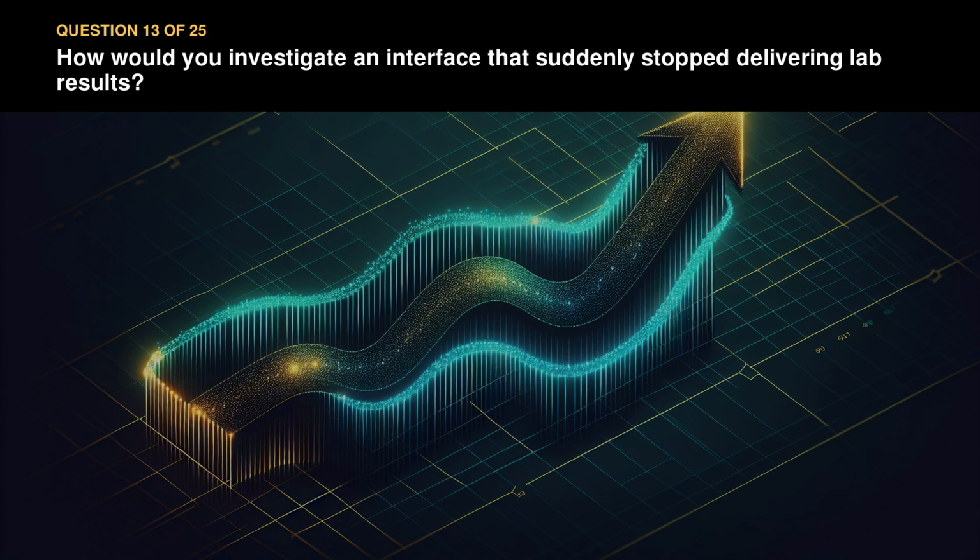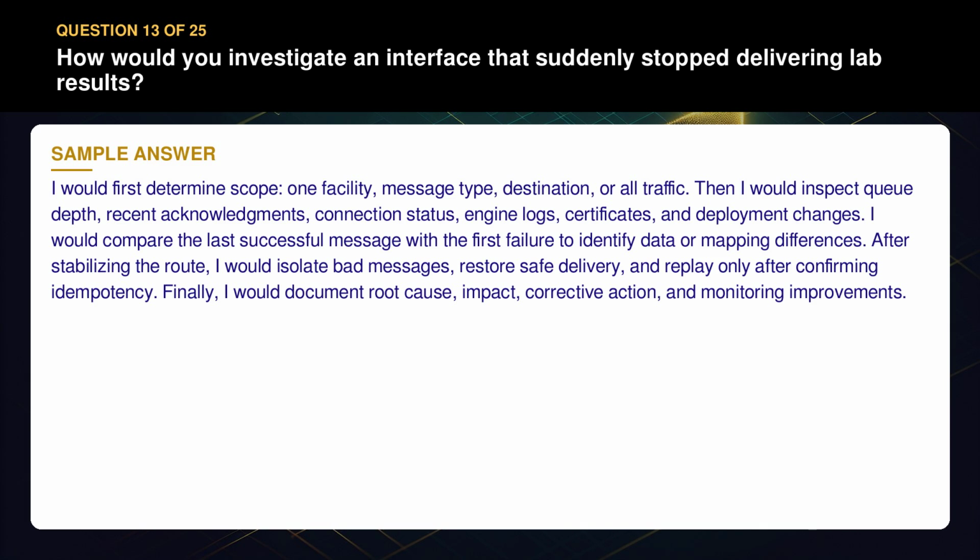Question 13. How would you investigate an interface that suddenly stopped delivering lab results? I would first determine scope, one facility, message type, destination, or all traffic.